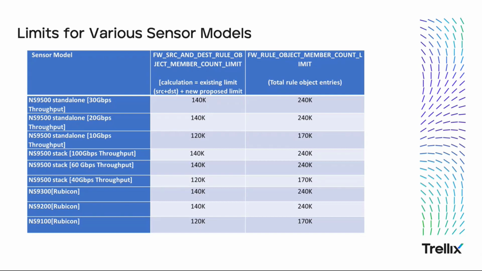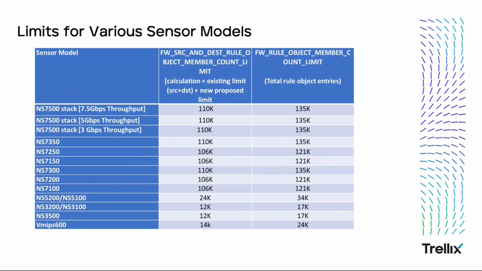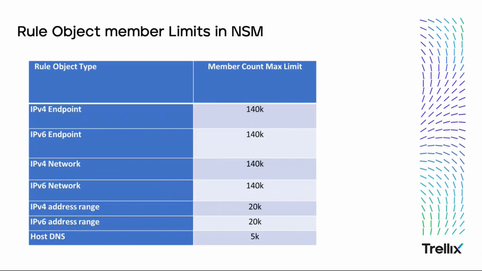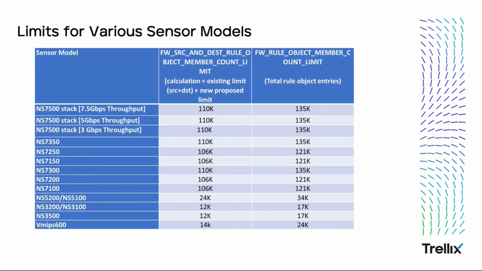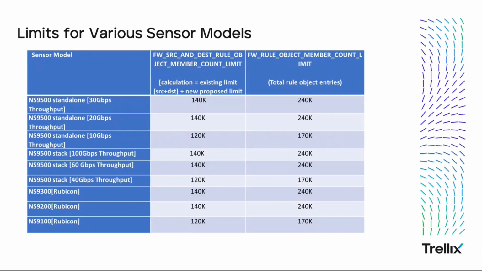Accordingly, these slides show the same data for various sensor platforms. Towards the left are the various sensor models, and on the right we have two sections. The first section describes the limit in the source and destination address fields of the firewall policy, and the second section describes the cumulative limit in the firewall policy.